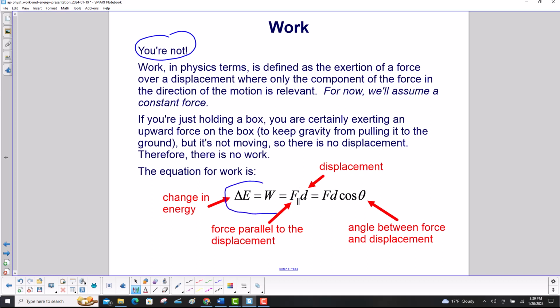Our equation is right here. Delta E is the change in energy. This is work. F with this little symbol here, that's the force parallel to the displacement. D will be our displacement. And then cosine theta is the angle between the force and the displacement. So over here, we got rid of the parallel sign. That's what cosine theta takes care of.